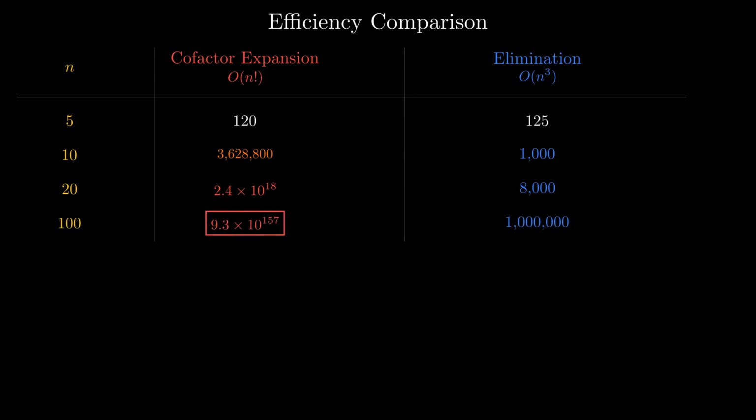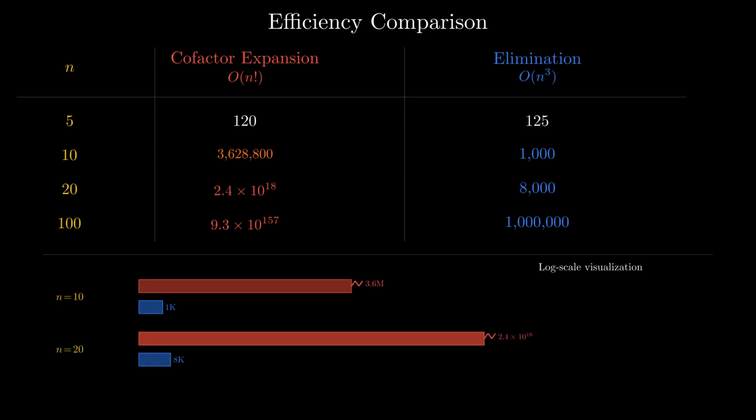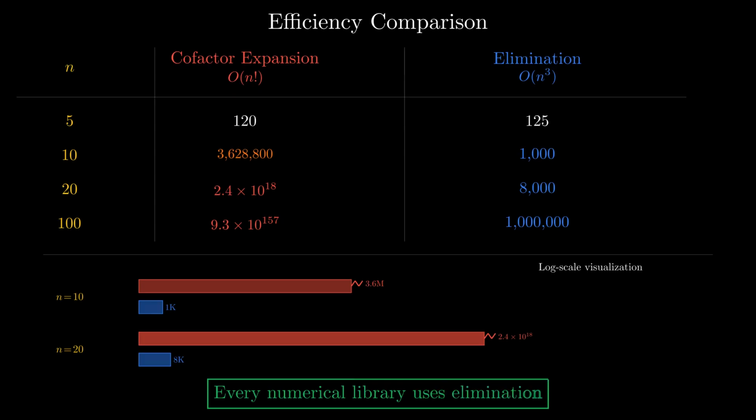And for a 100 by 100 matrix, cofactor expansion demands approximately 9.3 times 10 to the 157th power operations. That is more steps than there are atoms in the entire observable universe. Meanwhile, elimination needs only about 1 million operations. And this dramatic difference is exactly why every serious numerical library computes determinants through elimination, not cofactor expansion.